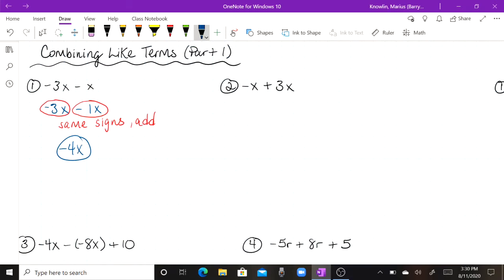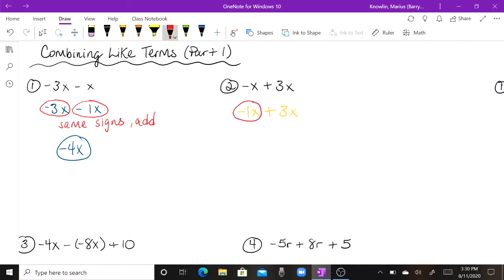So let's take a look at number 2. Number 2 says negative 1x plus 3x. Well, once again, they're like terms because they both have x. Just like in number 1, both of those numbers had an x variable. That means we can combine them. So the same thing is going to happen in number 2. We take a look closely here.